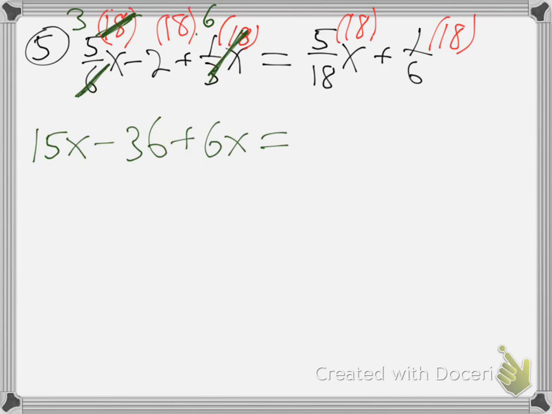Okay. 18 cancels 18. 5x. 6 goes into 18 3 times. Is that good? So isn't that nice? We get rid of all the fractions, huh? So we always get those fractions out of there in the first step. So take it from there now. Get x alone.